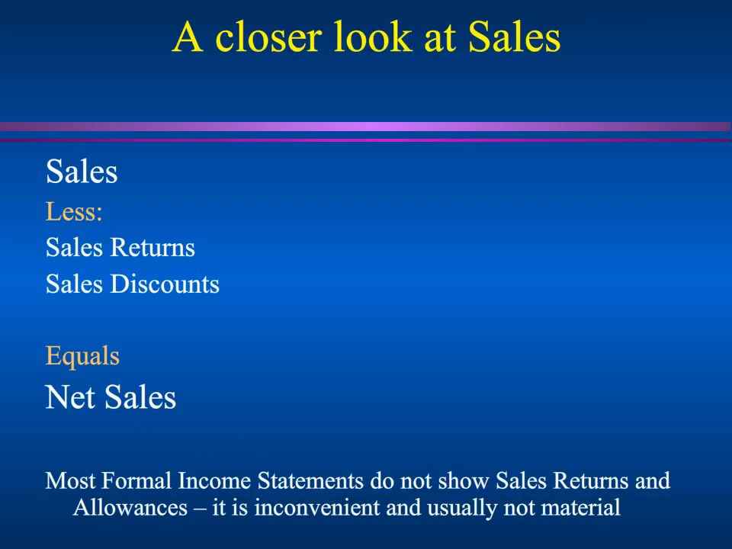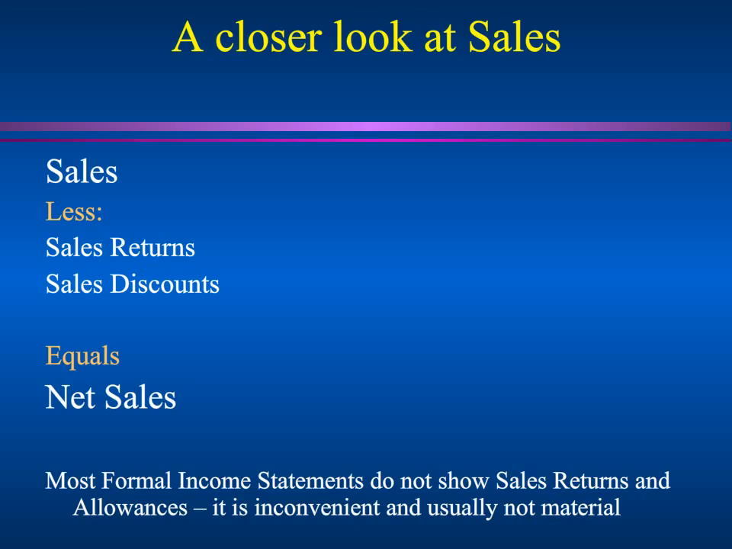Now, a closer look at sales or revenue. The top line is sales. That's how much we sell. You might see it as gross sales or gross revenue, minus our returns and discounts gives us our net sales. You may see either one of these, sales or net sales, gross sales, revenue, net revenue, on your income statement. Usually, to save space on an income statement, we'll see net sales.